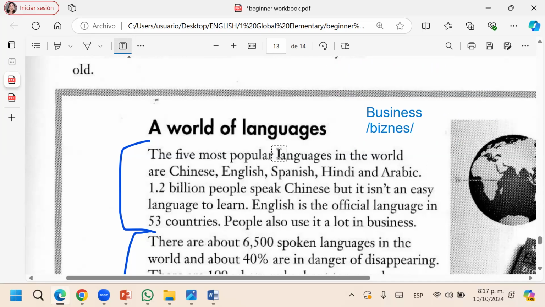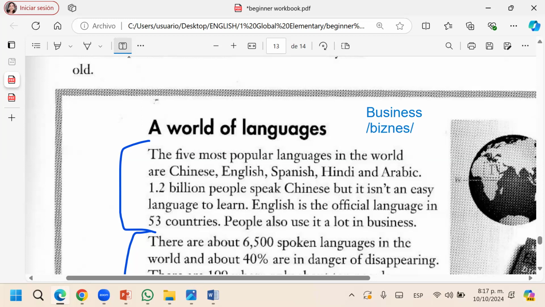Chinese. No, Chinese. Like this. Como con acento. Como si el acento estuviera en is. Chinese. Like that. No en chai, sino en nis. Chinese.